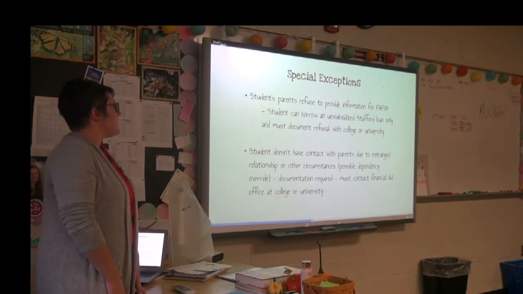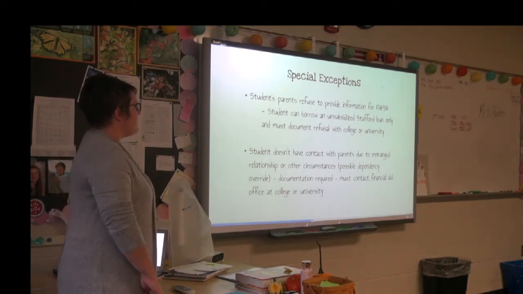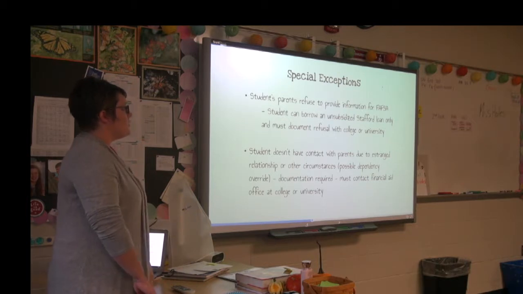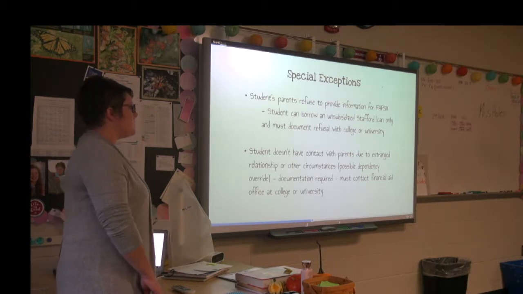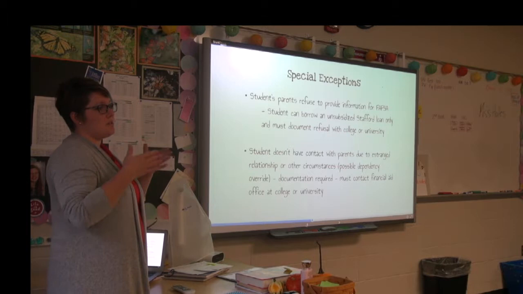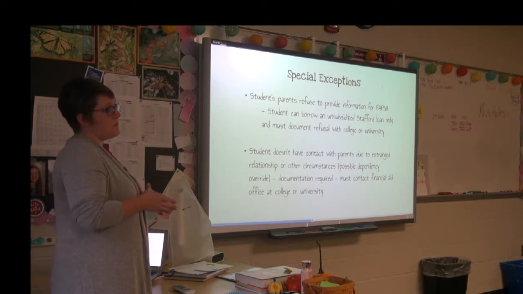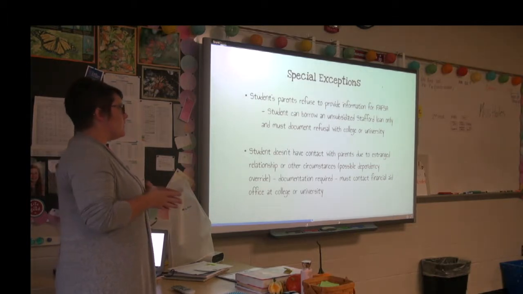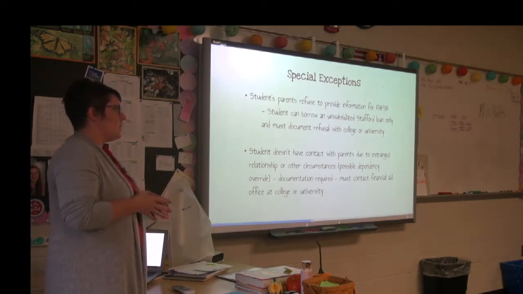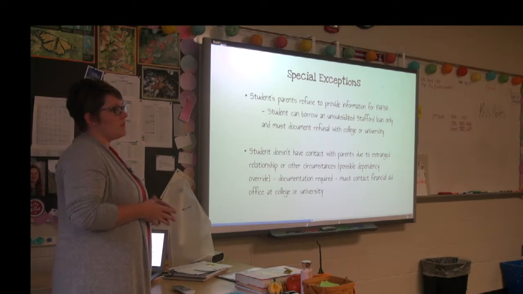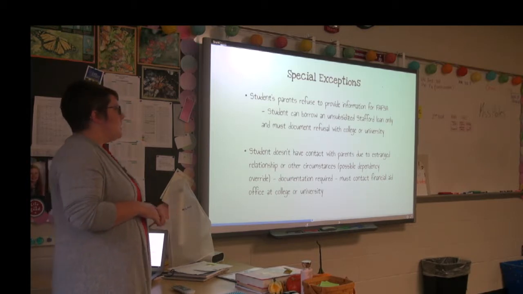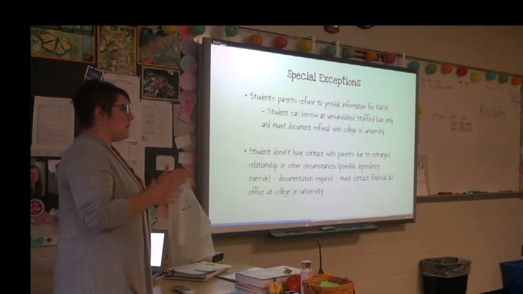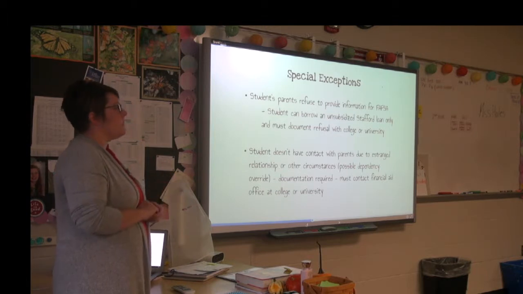There are some special exceptions. If there is a student whose parents refuse to provide information for the FAFSA, the student would have to go through a process with the individual school, with their financial aid office, with some documentation. If they truly have a parent refusal, then the student is only able to borrow unsubsidized loans, which are the ones that accumulate interest. And again, that is verified by each school, so it's not a federal thing.